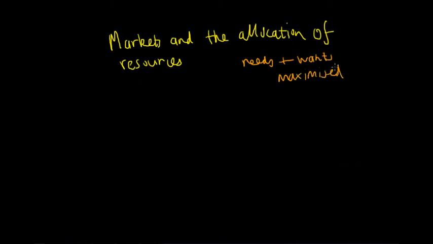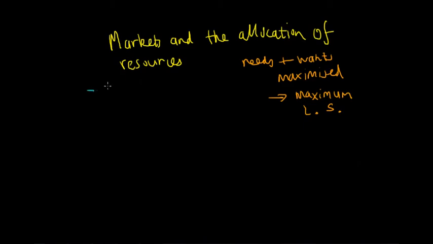It is under the market mechanism theory that if a market is perfect, then the market will maximize our needs and wants and minimize the opportunity cost. And by extension, this will lead to maximum living standards.